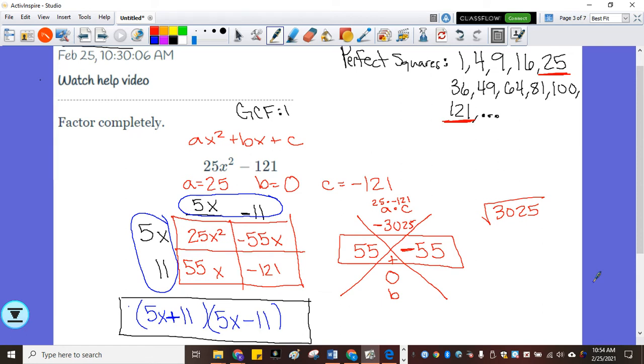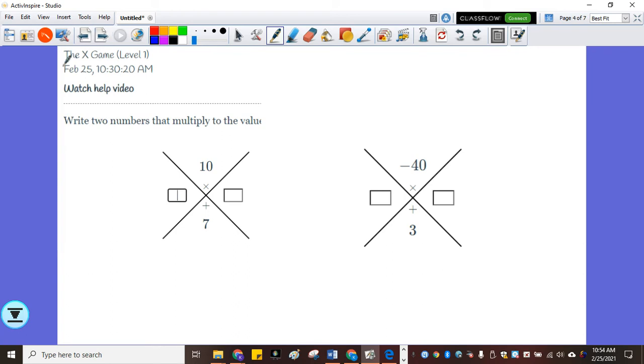I know this is a lot of steps, but once you get these steps, it works for every single type of problem. All right, 3 more with me, and then you can work on your own, and I'll come help you individually.